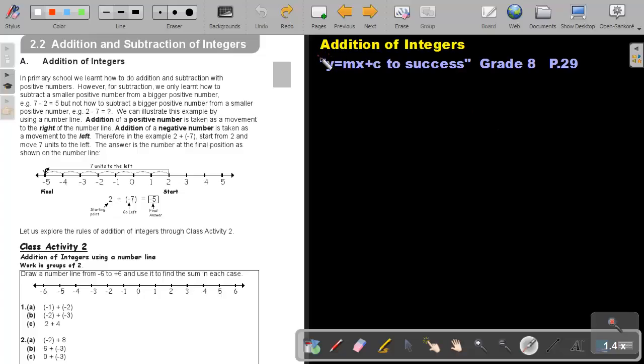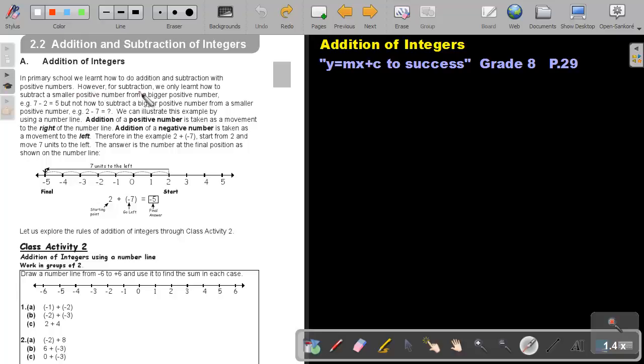Part 4, Addition of Integers. You will find this on page 29 in the Namibian Mathematics Grade 8 textbook, y equals mx plus c to success. Addition of integers. In primary school, we learned how to do addition and subtraction with positive numbers.